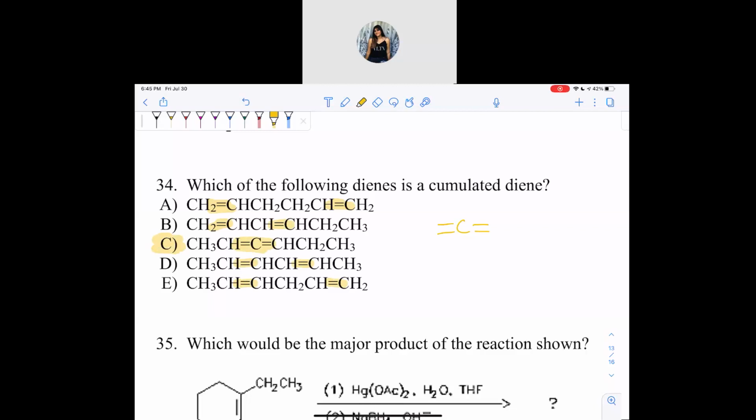We know that this is isolated. They're really far apart. This one's isolated. They're really far apart. And if we have two double bonds with one C in the middle, that means they are conjugated.